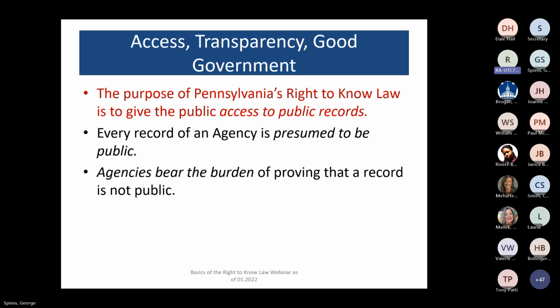Now, what if a right to know request is received and a red flag goes up? It's like, I'm not sure about this. Something just doesn't seem right, that we should probably not be giving out this record to the public. If that's the case, then chances are there is a tool available in the right to know law or another law that may deem that record as confidential. However, if that's the case, it is the agency that bears the burden of proving that a record is not public, okay?